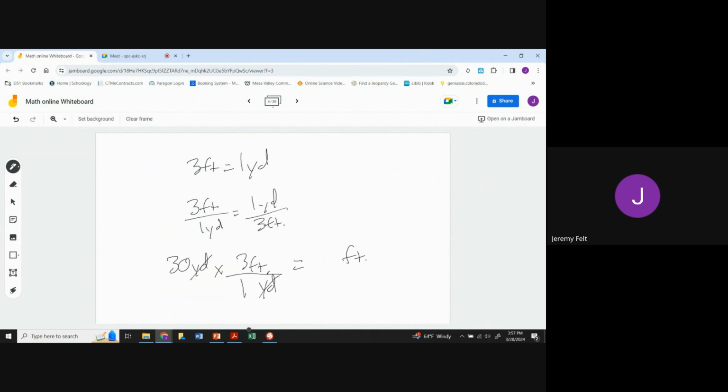But what we're doing when we do this, in more and more complicated examples, sometimes we'll use 2 or 3 unit multipliers, so you get a better idea of this. These are pretty basic examples just to show you the properties behind it. So yards and yards cancel out. I'm left with 30 times 3 feet, which is 90 feet divided by 1, which is just 90 feet.